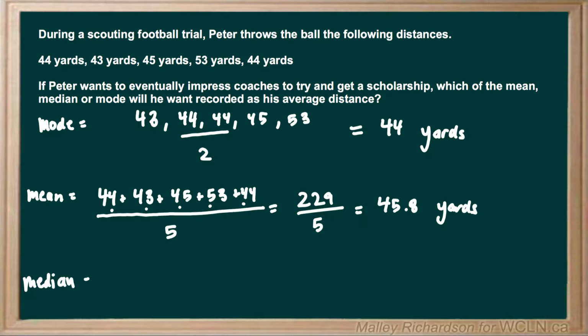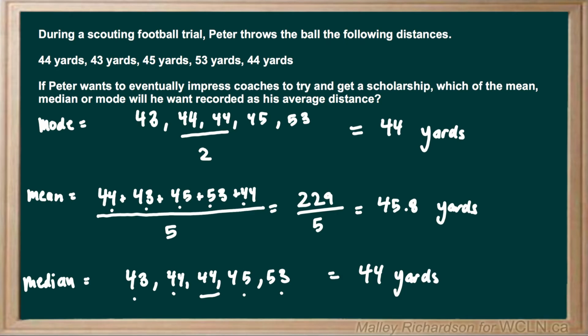So to find the median, we want to take these numbers and line them up from smallest to greatest. So again, we have 43, 44, 44, 45, and then 53. And then with this set of values, we have to find the middle number. To find the middle number, we take the number that has the same number of values before it as after it. So as we can see, this 44 is going to be our middle number, because we have 2 values before it and 2 values after it. So therefore, our median is 44 yards.